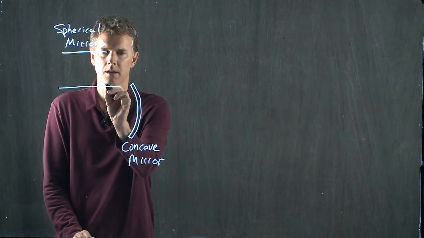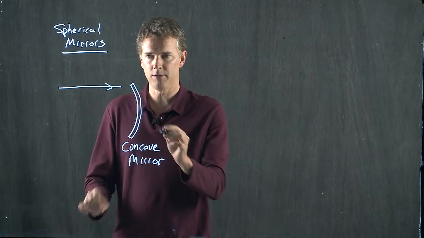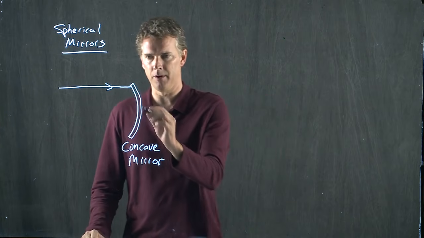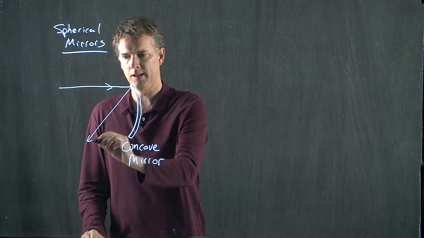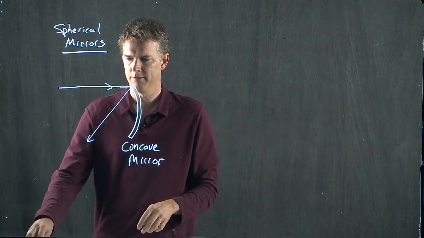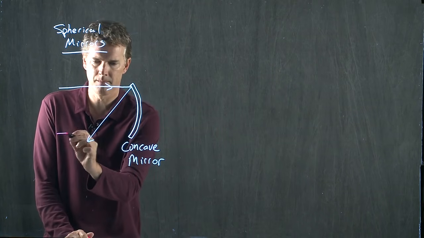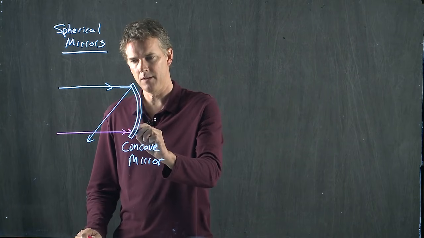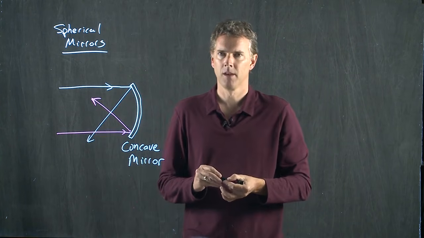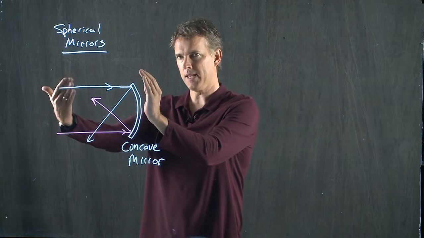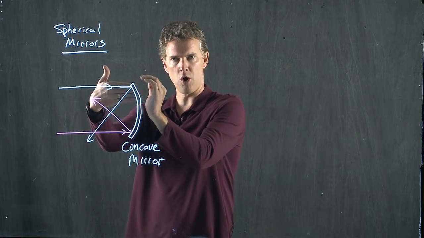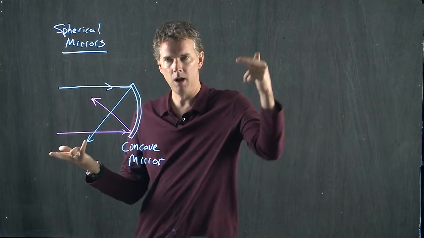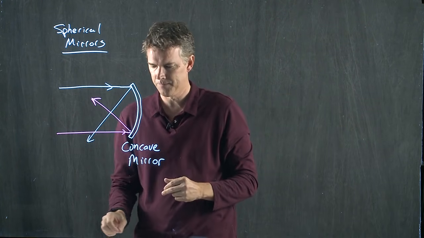And light that comes in to this mirror will still bounce off according to the law of reflection, but it's the local angle that's important. So that ray will bounce off like so. But let's say we have another ray that's coming in near the bottom. It sees a different surface. It's going to bounce off like so. This is called a concave mirror because it's like a cave. You can crawl into it. Okay? And it has this interesting property that rays that come in parallel are suddenly focused towards each other.